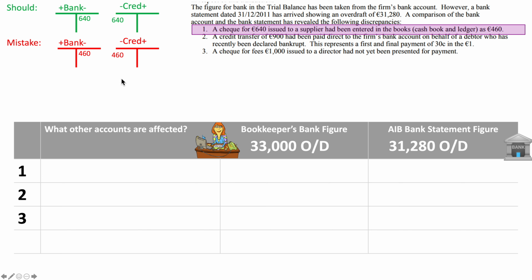So how do we fix that then? We'll have to add another 180 to the credit side of the bank and add 180 to the debit side of creditor.